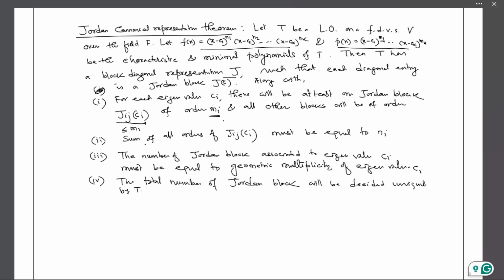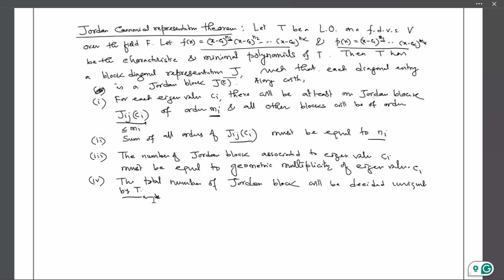Good, I suppose you understood this. The sum of all orders of the blocks corresponding to Ci must be equal to Ni, where Ni is the power coming into the characteristic polynomial. The third condition says the number of Jordan blocks associated to eigenvalue Ci must be equal to the geometric multiplicity of eigenvalue Ci. So the number of blocks appearing in the matrix representation is actually the geometric multiplicity of Ci. The total number of Jordan blocks will be decided uniquely by T.